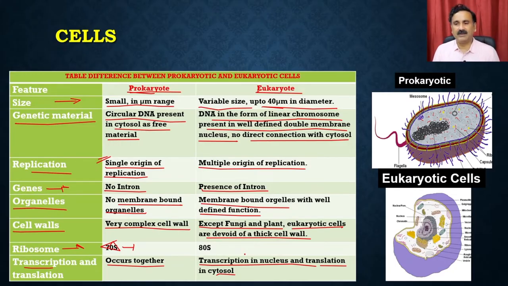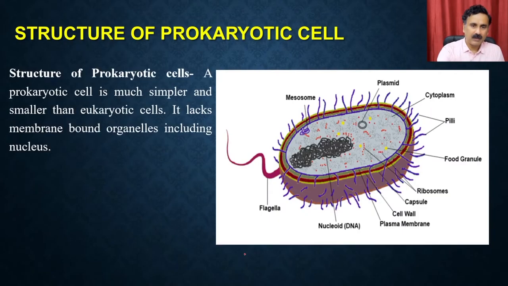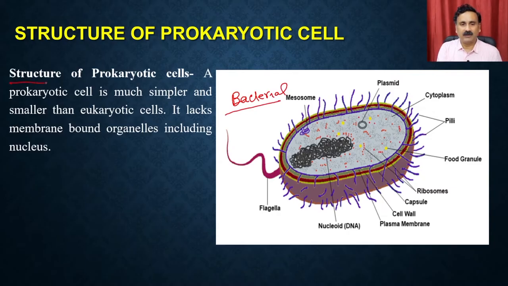Now let's start the discussion about the prokaryotic cells. The simple prokaryotic cell being shown here is a bacterial cell, right? The structure of a simple prokaryotic cell is very simple and smaller than the eukaryotic cell. As we said, prokaryotic cells are in the micrometer range, whereas eukaryotic cells are very big compared to prokaryotic cells. One of the classical differences between a prokaryotic cell and a eukaryotic cell is that it has no membrane-bound organelle, including the nucleus. So what you have is a cell where all the components are present within the cytosol, and here you have the different types of organelle.